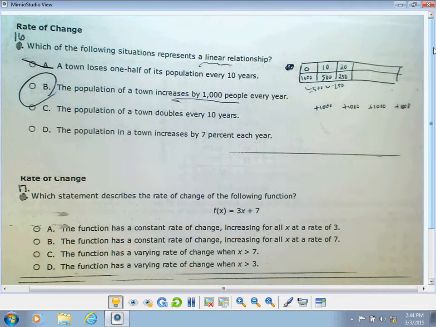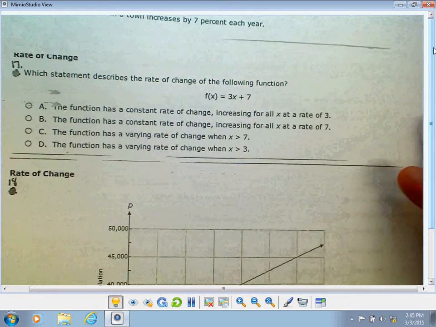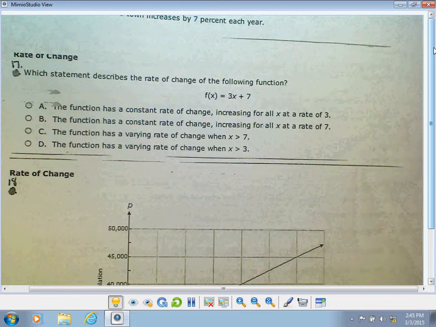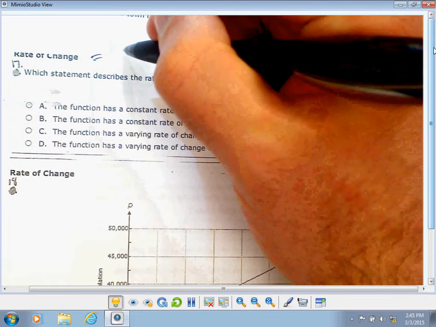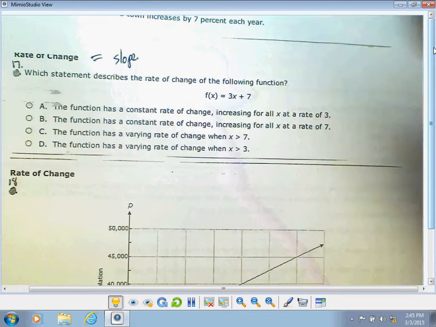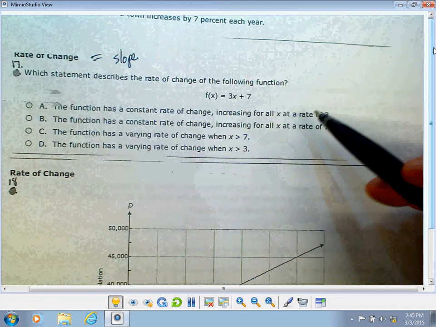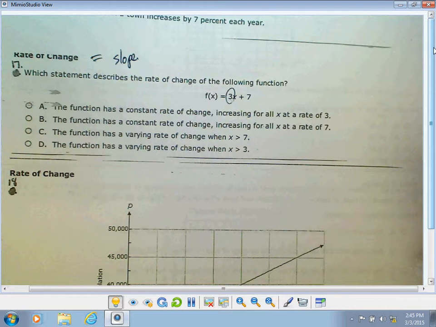Okay, let's go to the second one, rate of change, number 17. It says, which statement describes the rate of change of the following function? Okay, when we talked about rate of change, it is synonymous with, or means the same as, slope. So when we see which one describes the rate of change here, well, the slope is 3. And it's always 3. So when we say it's 3, it's not going to change from 3, it's always 3.